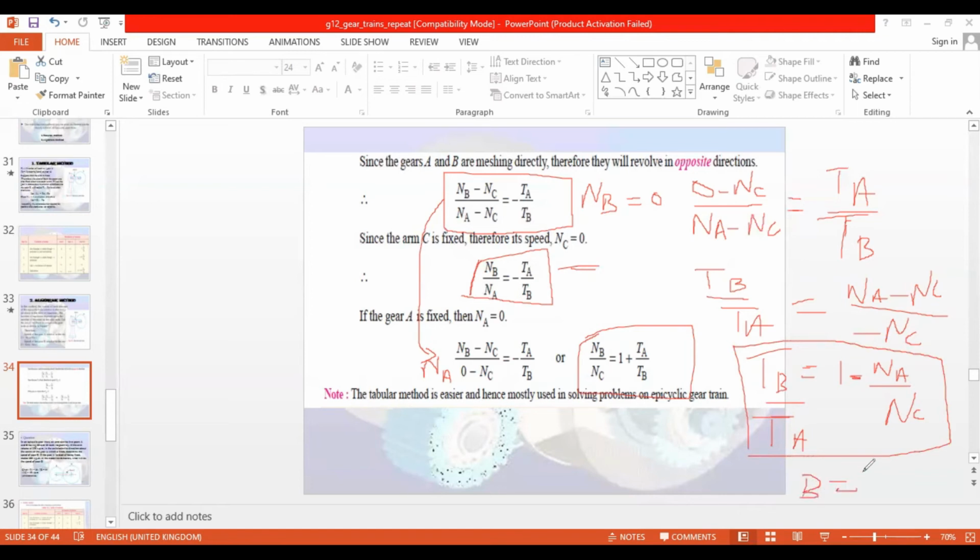So this is the equation when C is fixed. This is the equation when A is fixed. So this is your base equation, and from this you can fix whichever link you wish, and you can move to the numerical. So NB minus NC upon NA minus NC equal to TA upon TB is the base equation. And this is how we do the algebraic method.